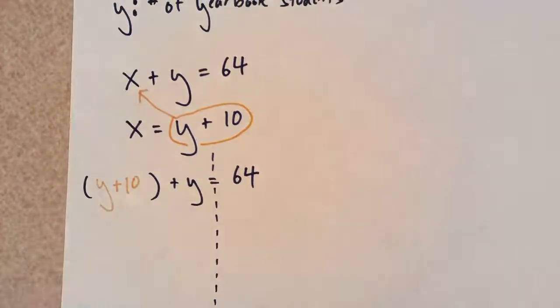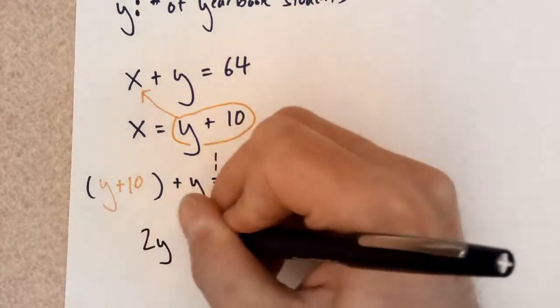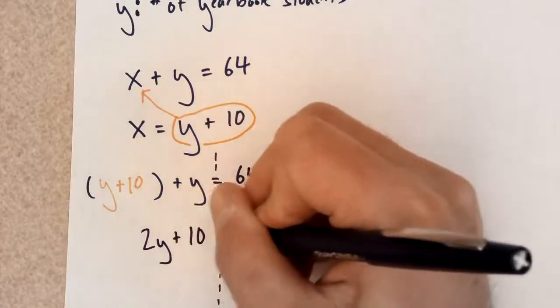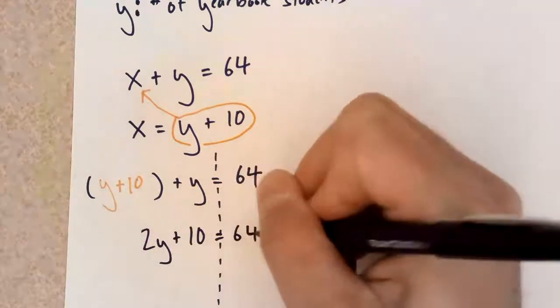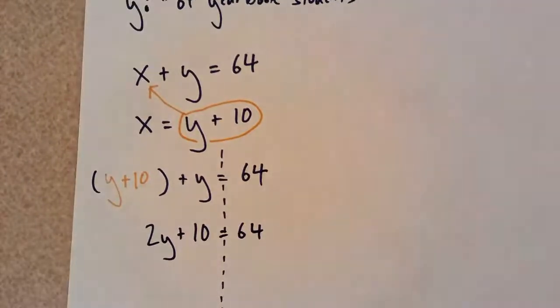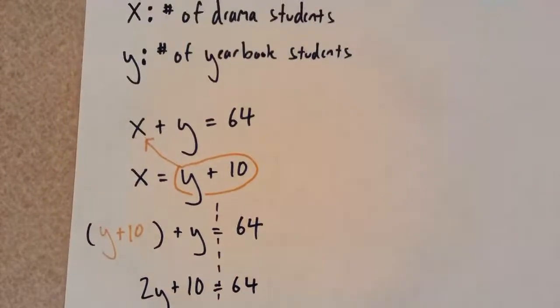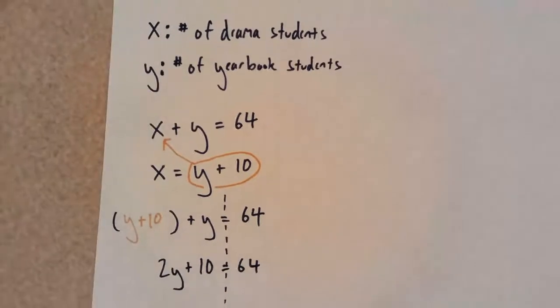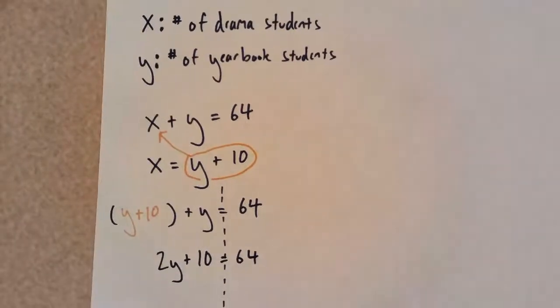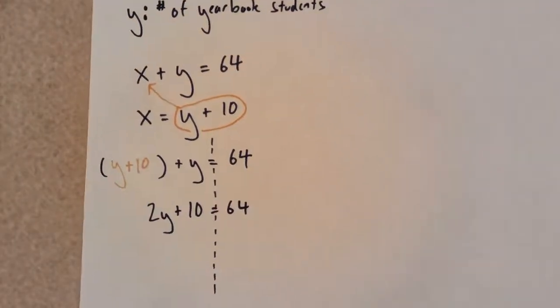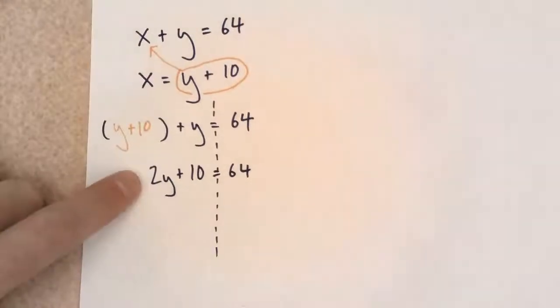Y plus Y is 2Y, so I can say this is 2Y plus 10 equals 64. By the way, if you want to pause this video and try to solve the rest of this problem on your own, I think that's a great idea. Feel free to do that, and check this later if you need to check your work. But I will go ahead and continue solving it.